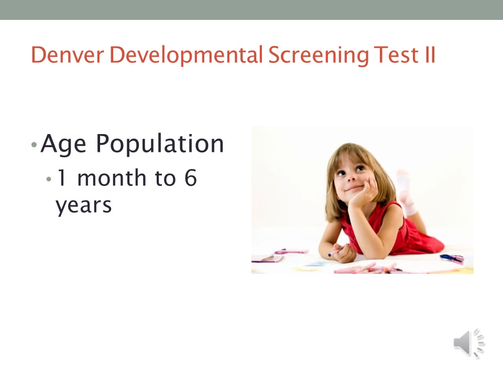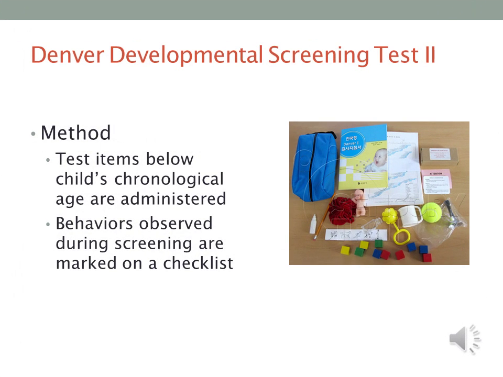This assessment can be used on children from ages 1 month to 6 years. To conduct this assessment, test items below a child's chronological age are administered in sequential progression until the child fails 3 times. In addition, behaviors are observed during the screening and are marked on a checklist.